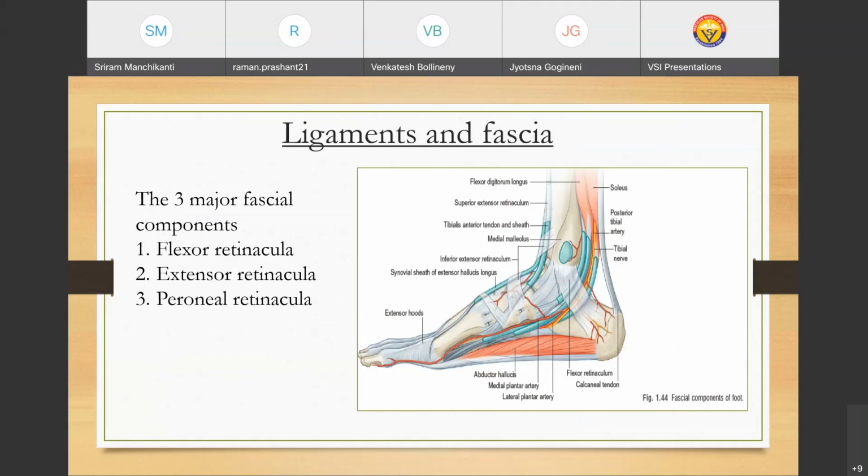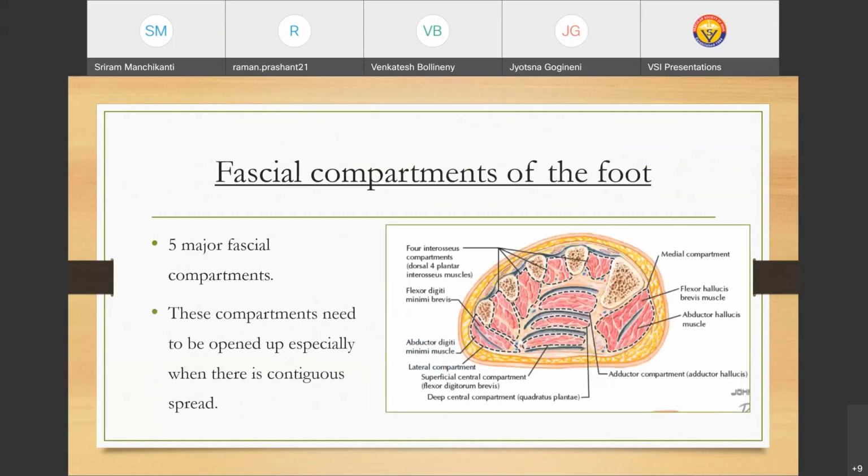And it has multiple ligaments, with the three major fascial ligaments being the extensor, flexor, and the peroneal retinacular. It has 5 major fascial compartments. These compartments need to be opened, especially when there's a contiguous spread of infection, because of which it is very important surgically when we're dealing with a diabetic foot infection.